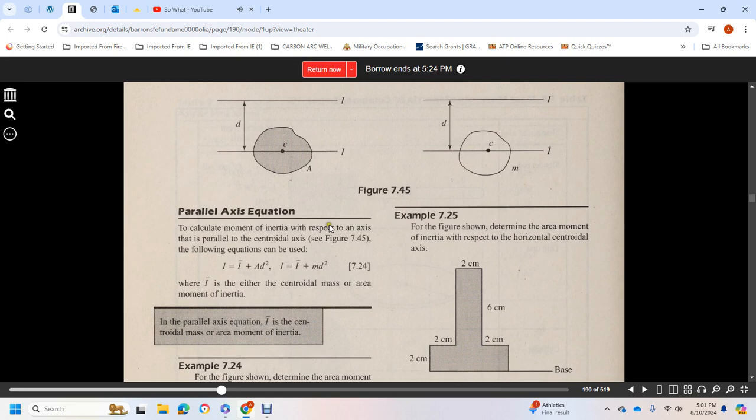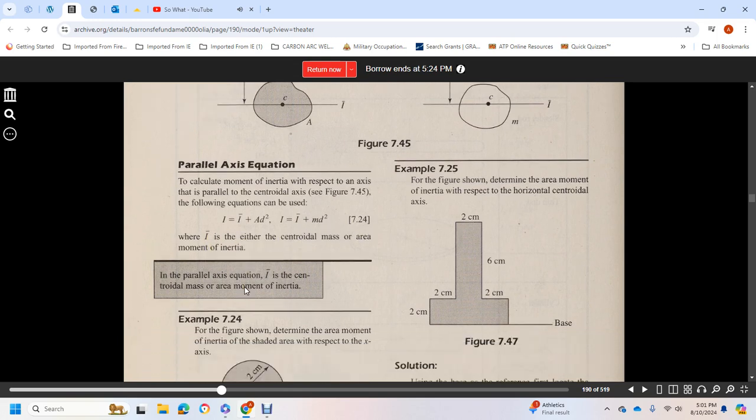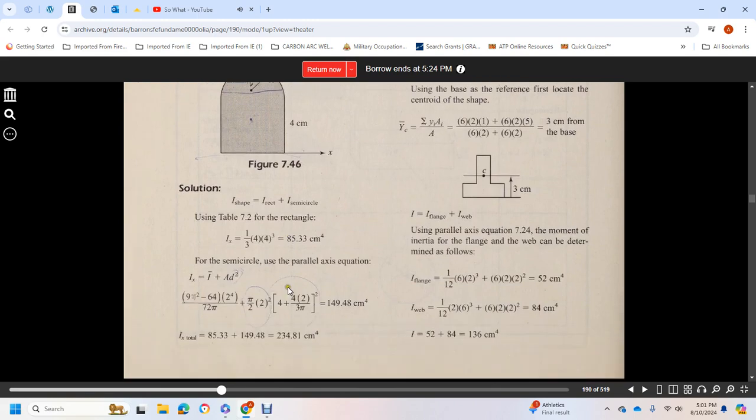Parallel axis equation. Calculate the moment of inertia with respect to an axis parallel to the centroidal axis. The following equations can be defined: I equals I_centroid plus A times d squared for area, and I equals I_centroid plus m times d squared for mass. The parallel axis equation: the moment of inertia is the centroidal moment of inertia plus the area or mass times the distance squared.